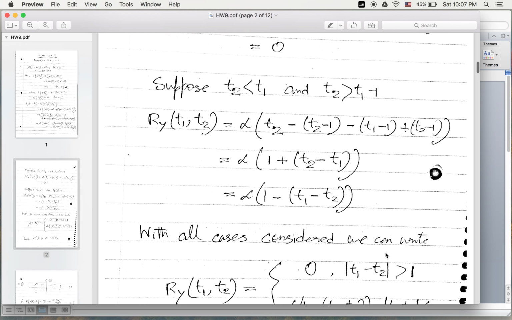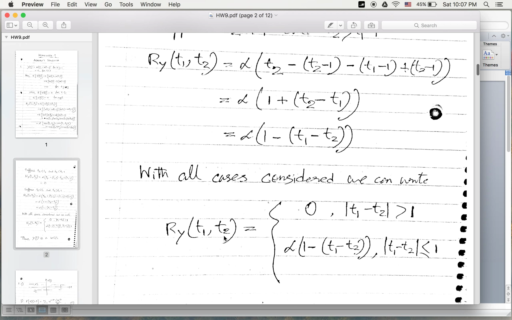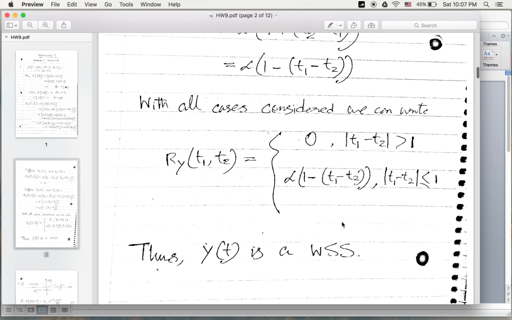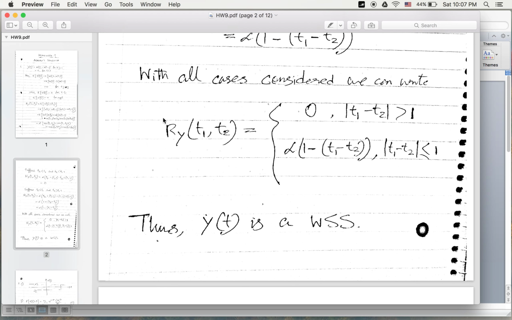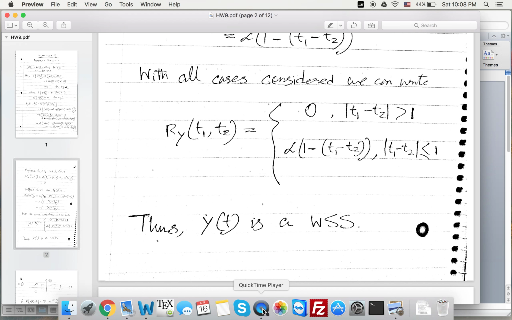So if we consider all the cases, then the autocorrelation of Y, that is R_Y of t1 comma t2, would be 0 if the modulus of t1 minus t2 is greater than 1, or otherwise alpha into 1 minus the modulus of t1 minus t2 if the modulus of t1 minus t2 is less than or equal to 1. As we see that the autocorrelation of Y only depends on t1 minus t2, Y(t) is also a wide sense stationary stochastic process. That's all for this video. Thank you.